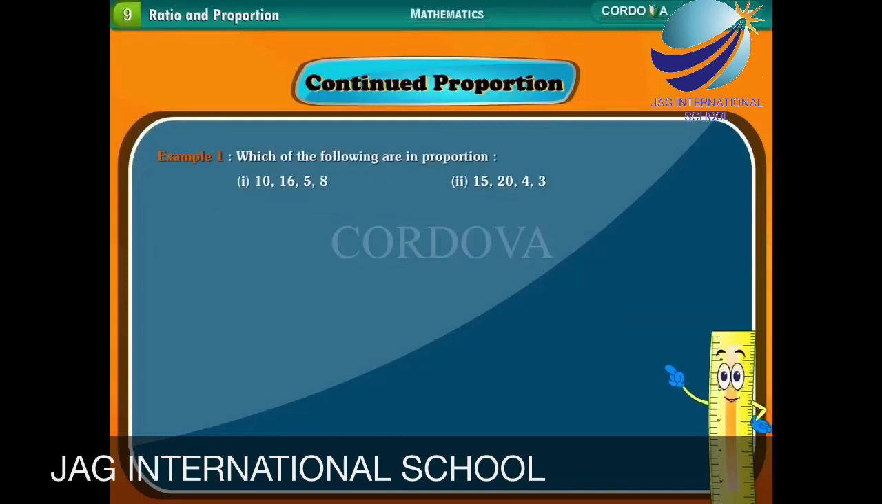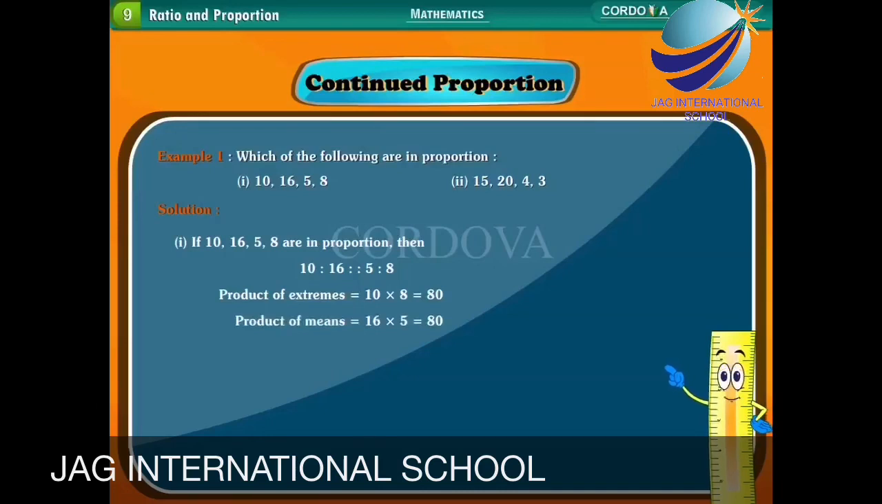1. 10, 16, 5, 8, 2, 15, 20, 4, 3. Solution. If 10, 16, 5, 8 are in proportion, then 10 is to 16 as 5 is to 8. Product of extremes is equal to 10 into 8, which is equal to 80. Product of means is equal to 16 into 5, which is equal to 80.